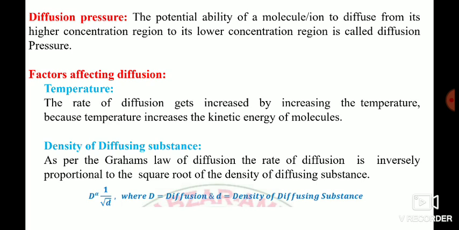So this is all about the concept of diffusion. I hope you all understand this.